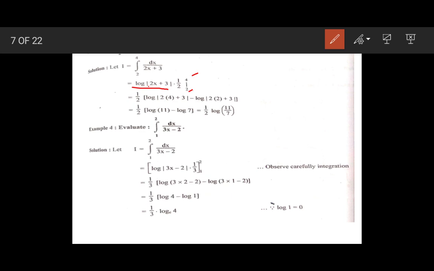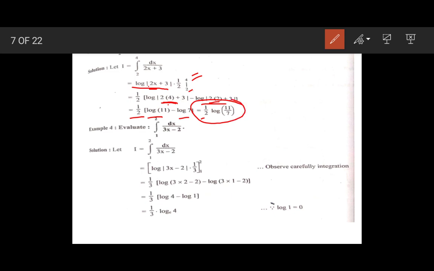In place of x, first we substitute the upper limit 4. Taking 1 upon 2 common, we get log of 2 into 4 plus 3 minus log of 2 into 2 plus 3 for the lower limit. So that is half into log 11, which is 8 plus 3, minus log 7, which is 4 plus 3. So half into log 11 upon 7.